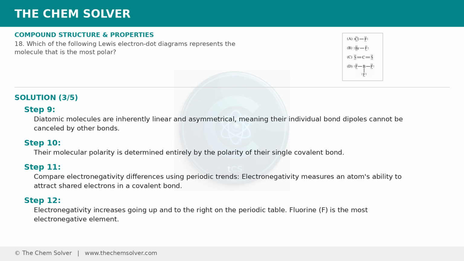Compare electronegativity differences using periodic trends. Electronegativity measures an atom's ability to attract shared electrons in a covalent bond. Electronegativity increases going up and to the right on the periodic table. Fluorine, F, is the most electronegative element.